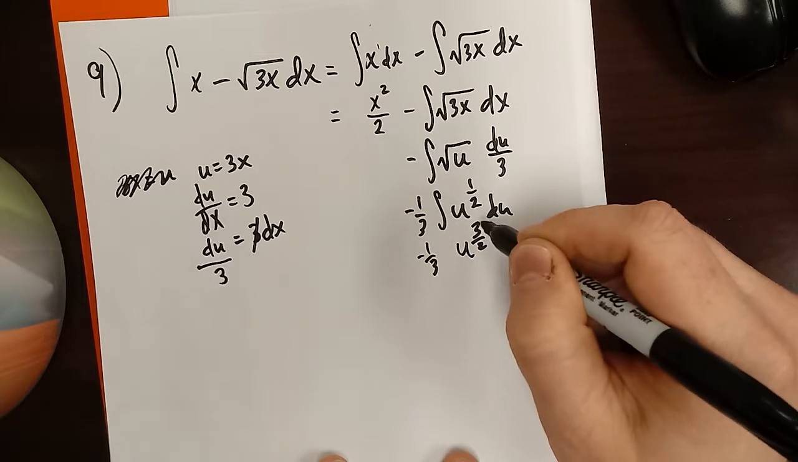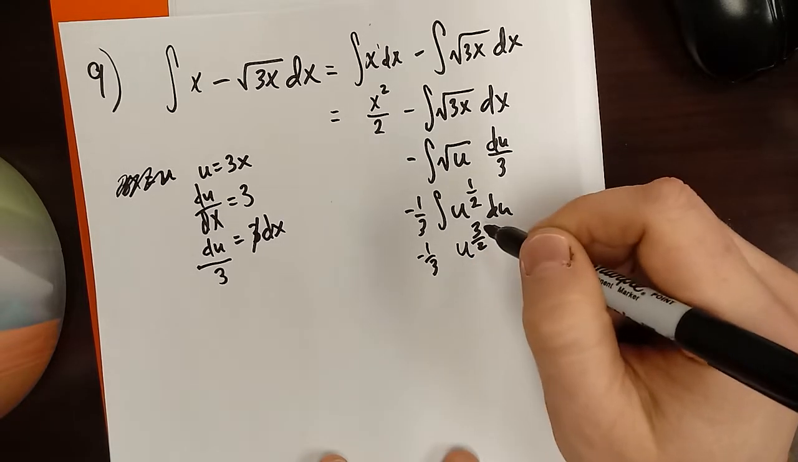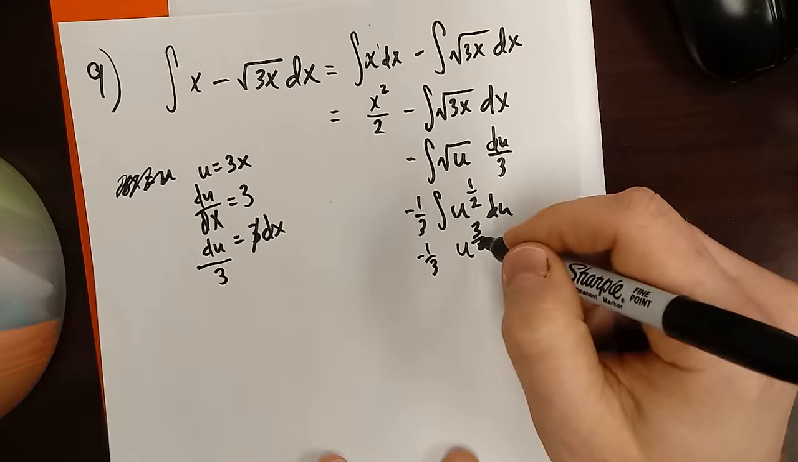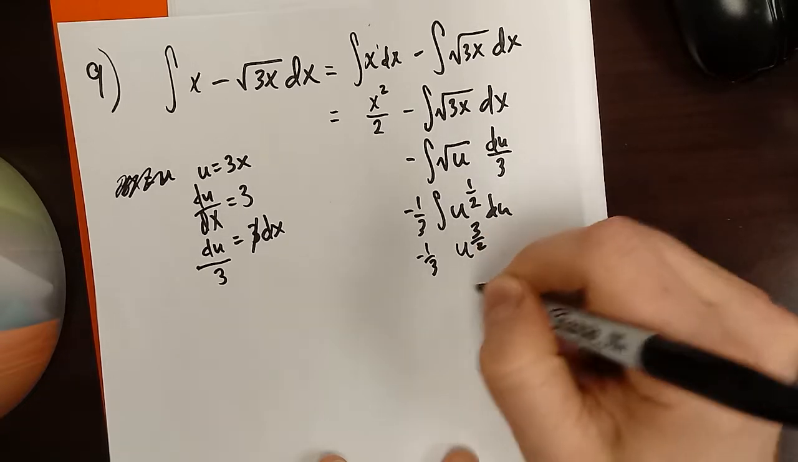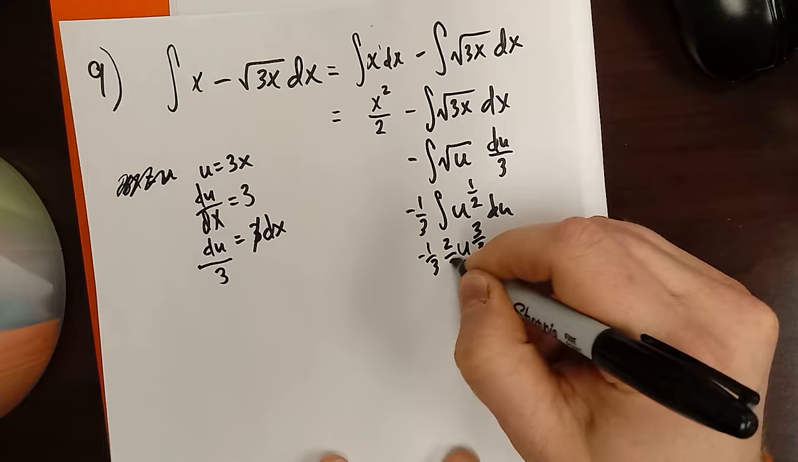And remember that we multiply this by the reciprocal because we're dividing by it. Dividing by a number is the same as multiplying by its reciprocal. So dividing by 3 over 2 is the same as multiplying by 2 over 3.